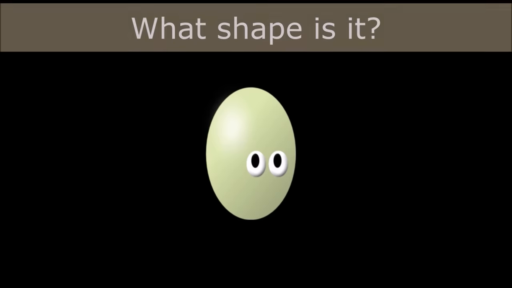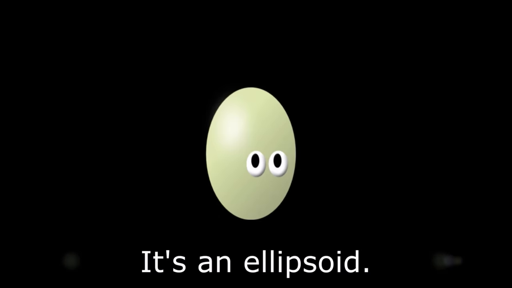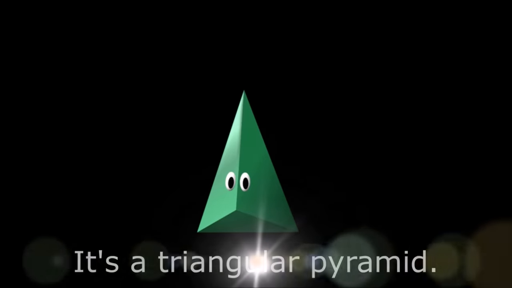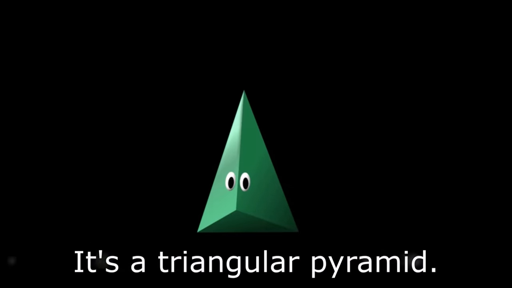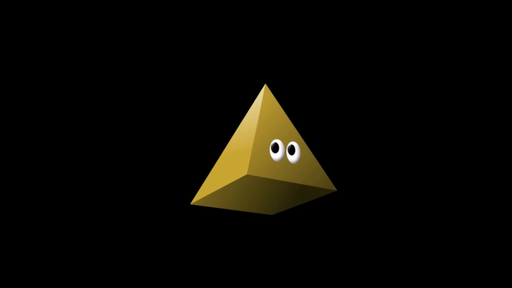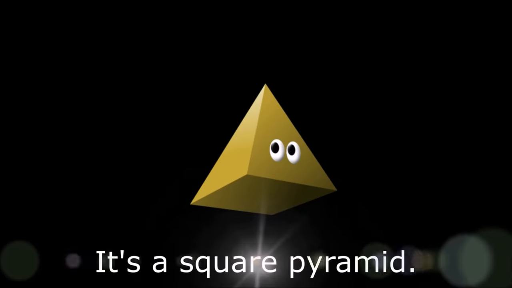What shape is it? It's an ellipsoid. What shape is it? It's a triangular pyramid. What shape is it? It's a square pyramid.